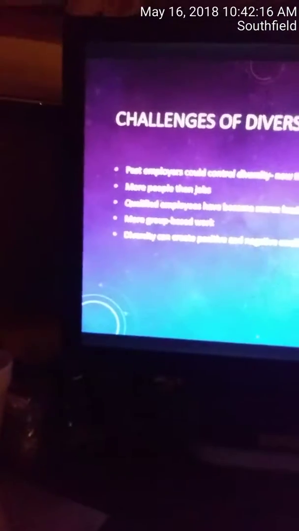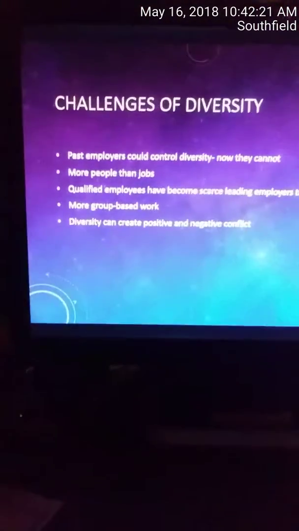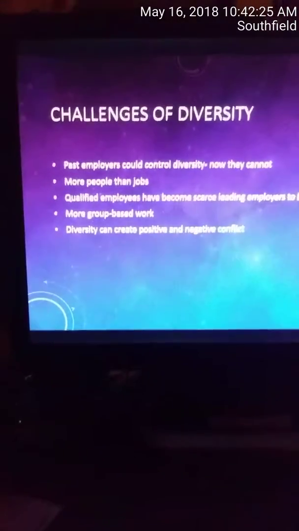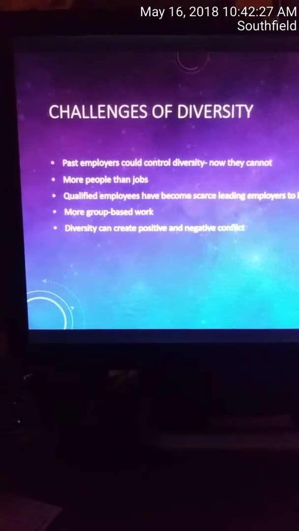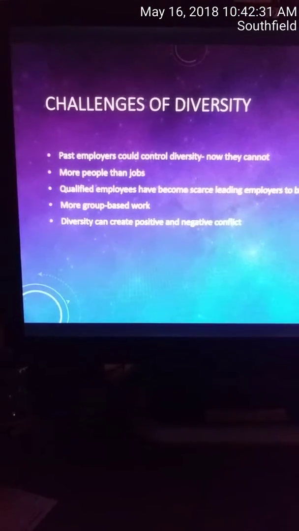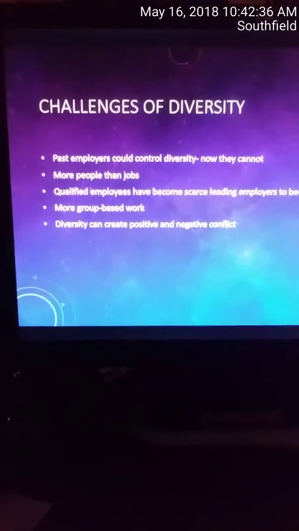So, the challenges of diversity. We're only going to touch on a few, but there are a lot more challenges that profit and nonprofit organizations, public organizations undergo consistently.